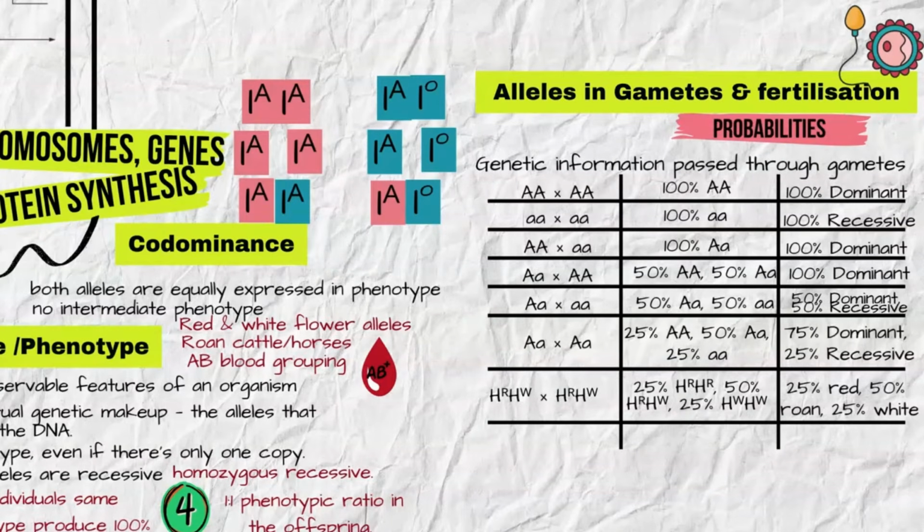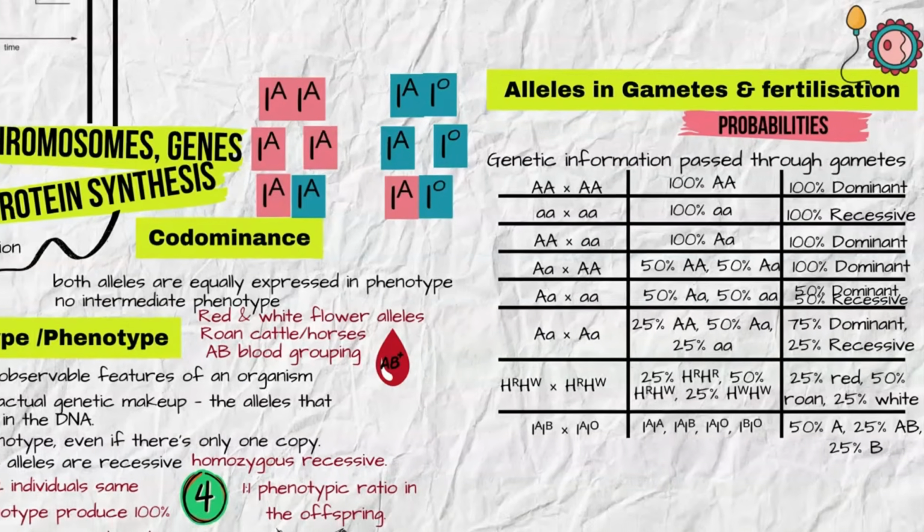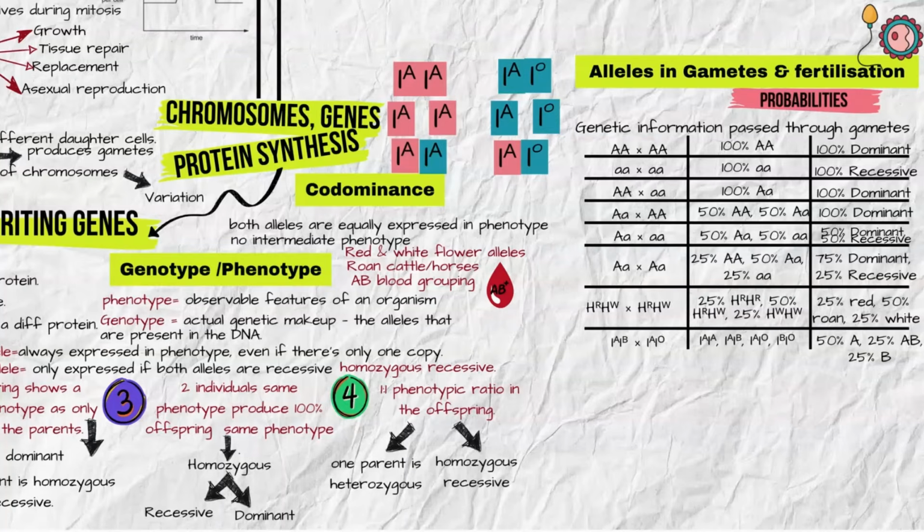Finally, a common multiple allele example. Blood group cross, AB times AO. Offspring genotypes can be AA, AB, AO, or BO. That gives 50% blood group A, 25% AB, and 25% B. These cross patterns appear again and again in Paper 2 MCQs. Without memorizing, know the genotypes, write down the possible gametes, combine the gametes, and count outcomes with confidence.